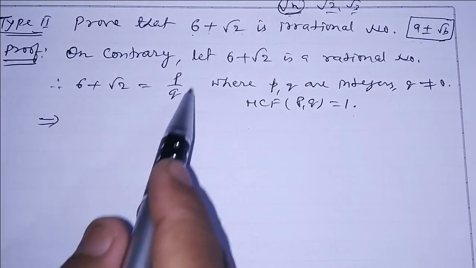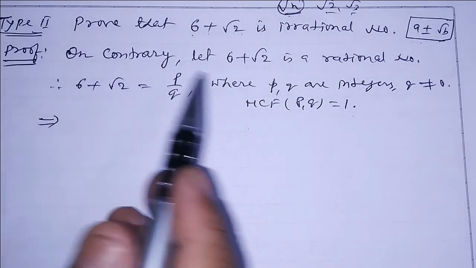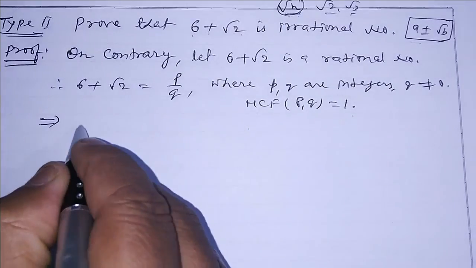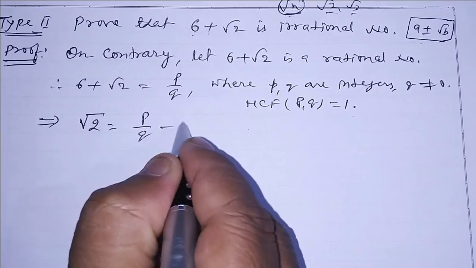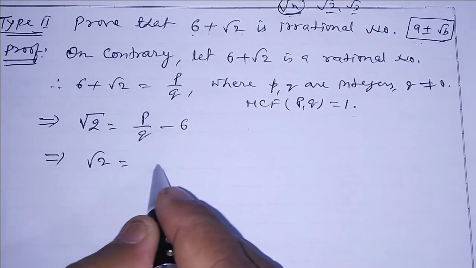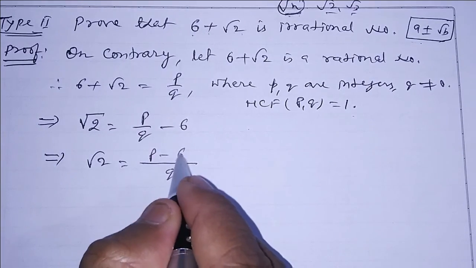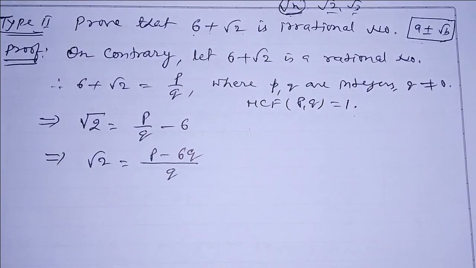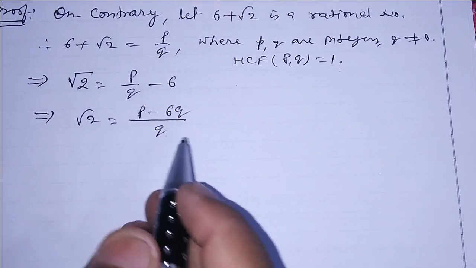Now the next steps are quite easy. Simply simplify this and find the value of root 2 in terms of p and q. So what we have to do? We have to transpose the 6 to the right side. So you will get root 2 is equal to p by q minus 6. Taking LCM, root 2 is equal to p minus 6q by q.